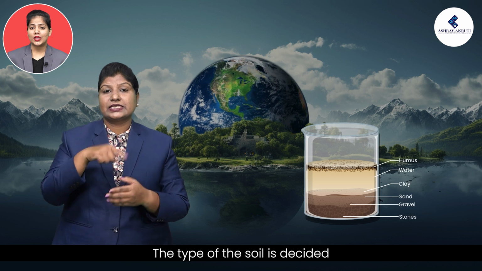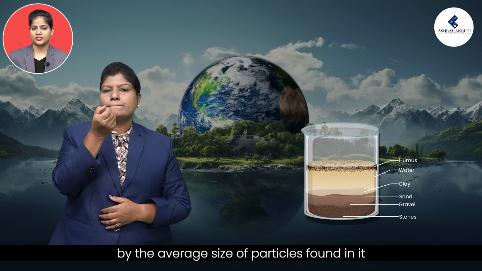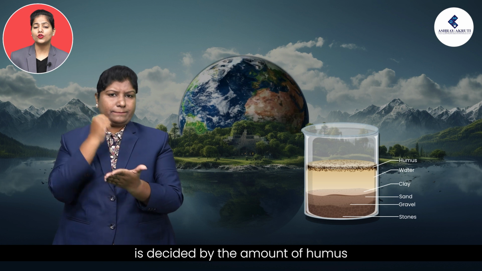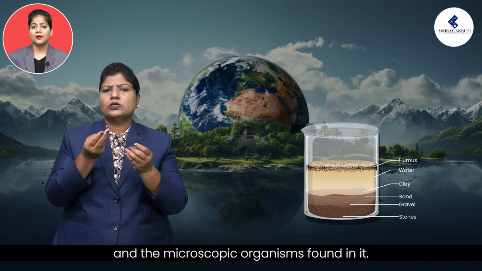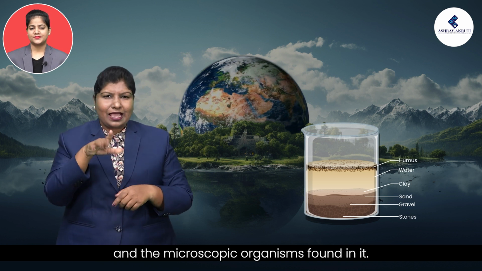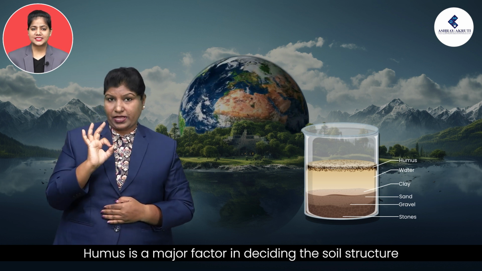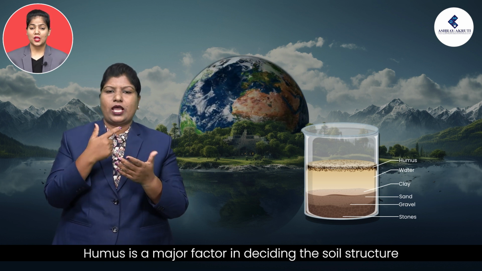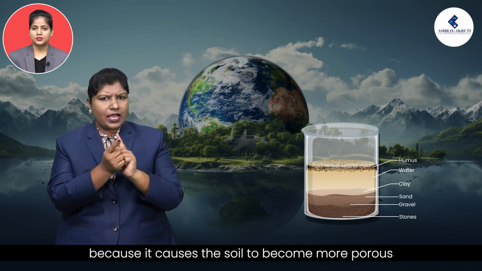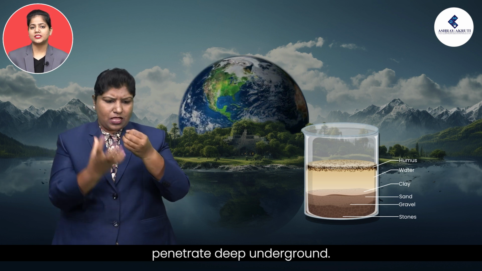The type of the soil is decided by the average size of particles found in it. And the quality of the soil is decided by the amount of humus and the microscopic organisms found in it. Humus is a major factor in deciding the soil structure because it causes the soil to become more porous and allows water and air to penetrate deep underground.